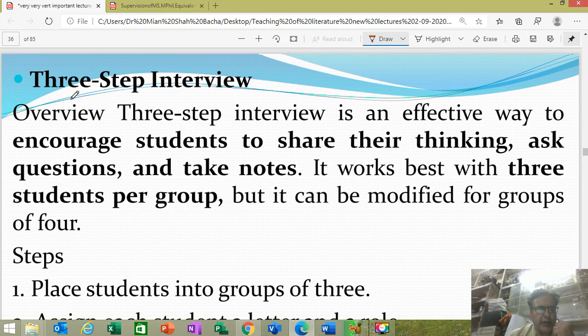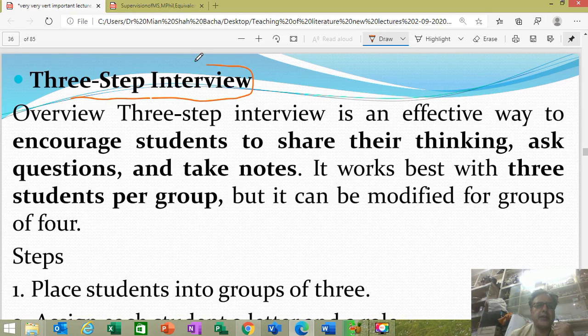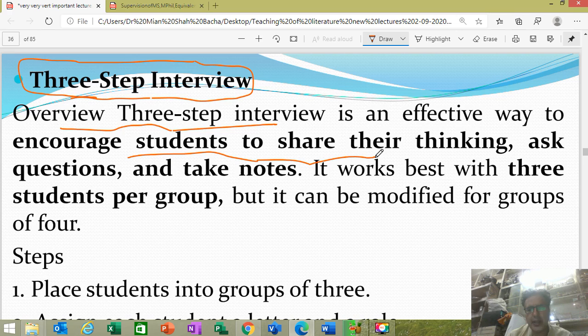Well, dear, let me continue to the next topic, and this is the fifth part of this lecture: the three-step interview. This is another technique that needs to be applied within the class, okay? An overview of the three-step interview: it is an effective way to encourage students to share their thinking, ask questions, and take notes, all right? It works best with 3 students per group, but it can be modified for groups of 4 as well.